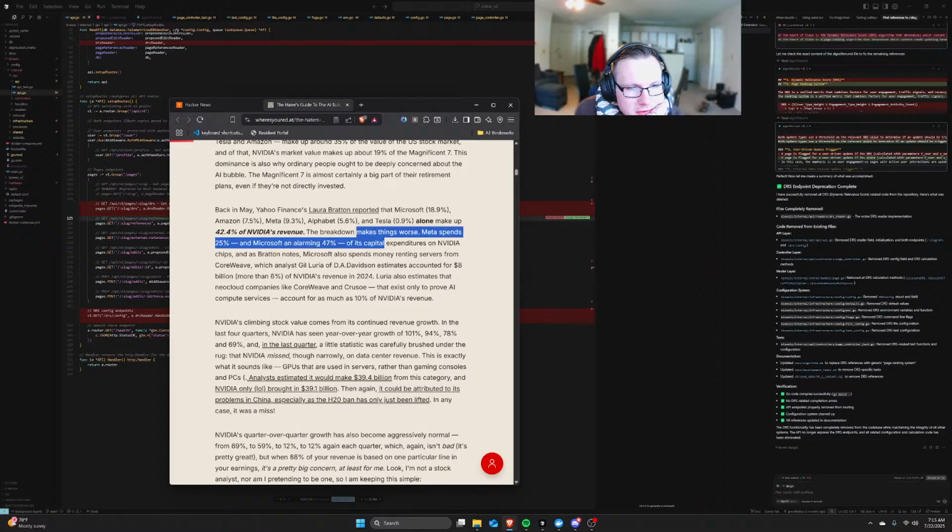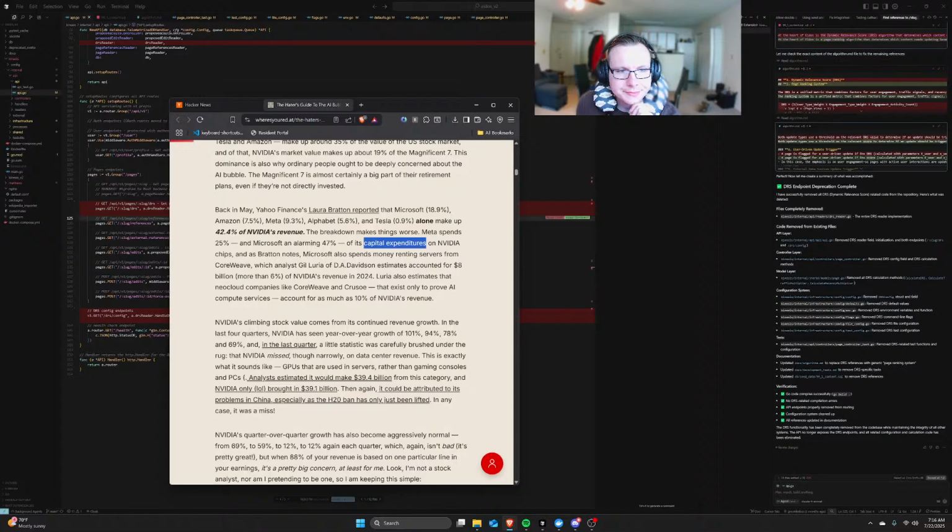Meta spends 25% of its capital expenditures on Nvidia chips. Holy shit! Okay, oh, it's capital expenditures. Microsoft, alarming 47. This could be some kind of accounting trick. I don't doubt it though. This is one of those things where there's always some caveat in the detail behind when they say 25% of capital expenditure, some caveat detail that I don't know about.